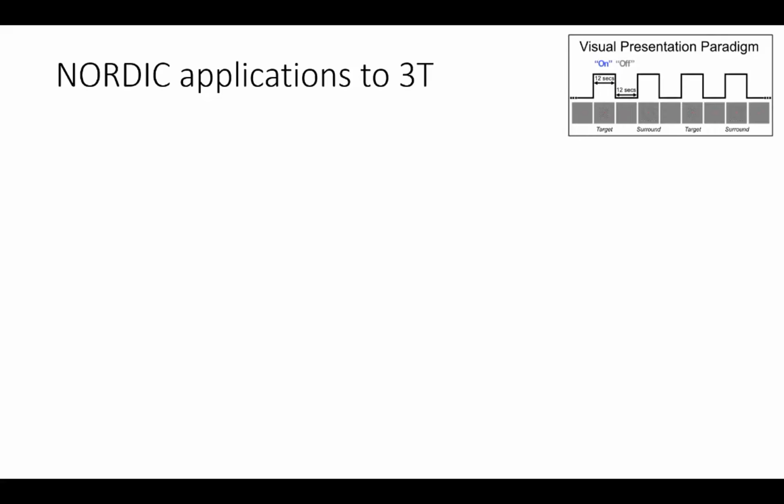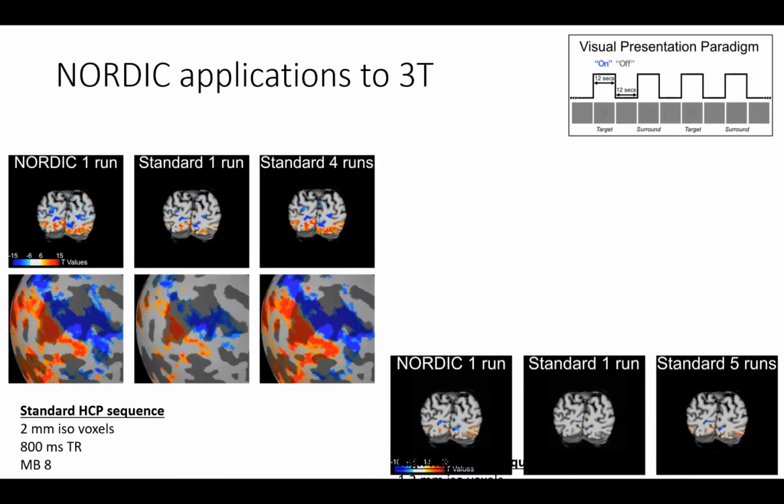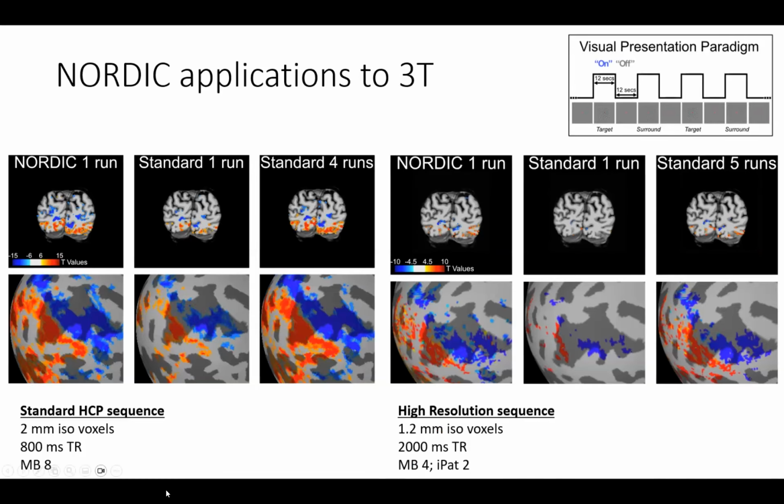And I can look a little bit at 3T, so lower field strength. Went back to our favorite paradigm, 12 seconds on off gratings in V1. Again, we looked at 2 different sequences: the HCP 3T sequence, 2 millimeter isotropic voxel with 800 milliseconds TR and multiband of 8. And then a high resolution one, 1.2 millimeter isotropic voxel, 2 seconds TR. Now we've got multiband 4 and iPAT of 2.